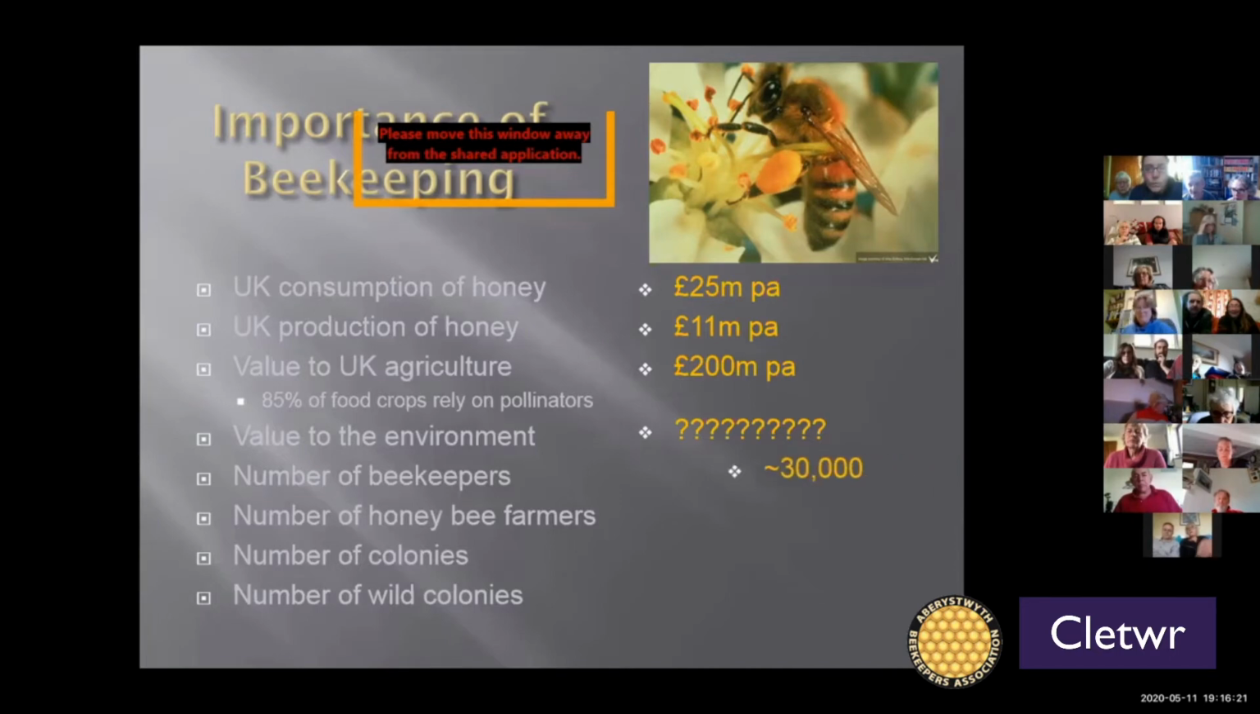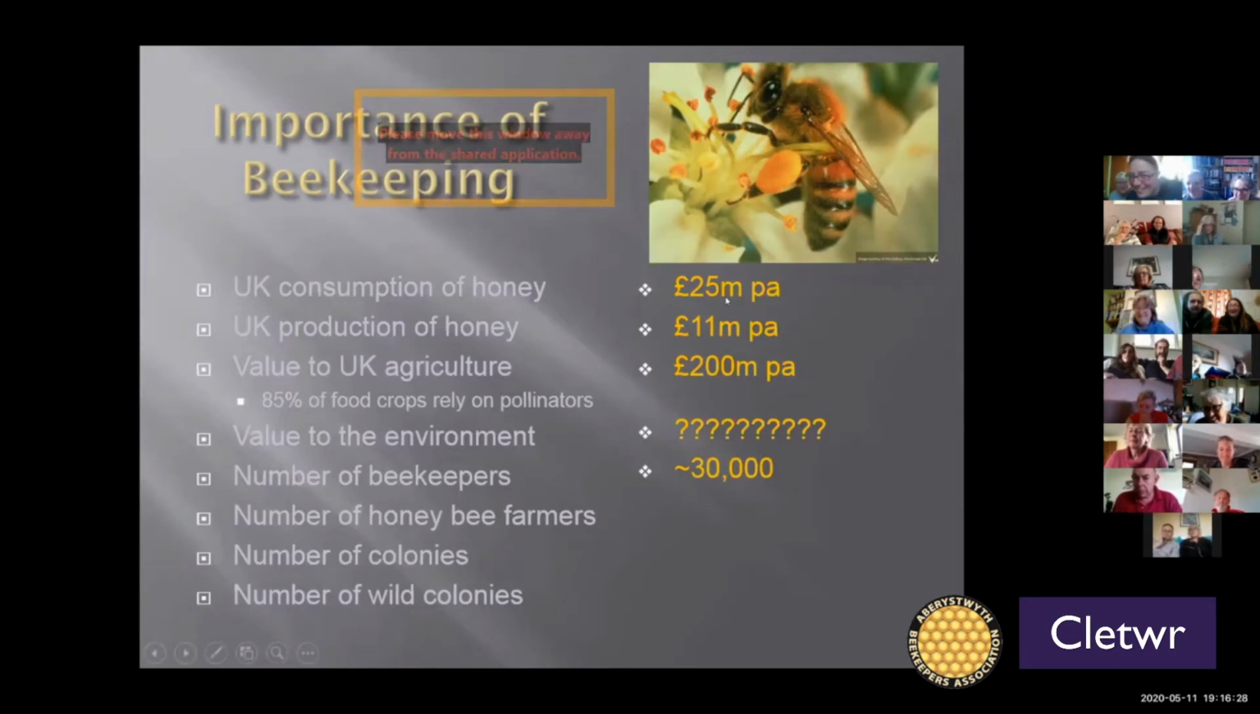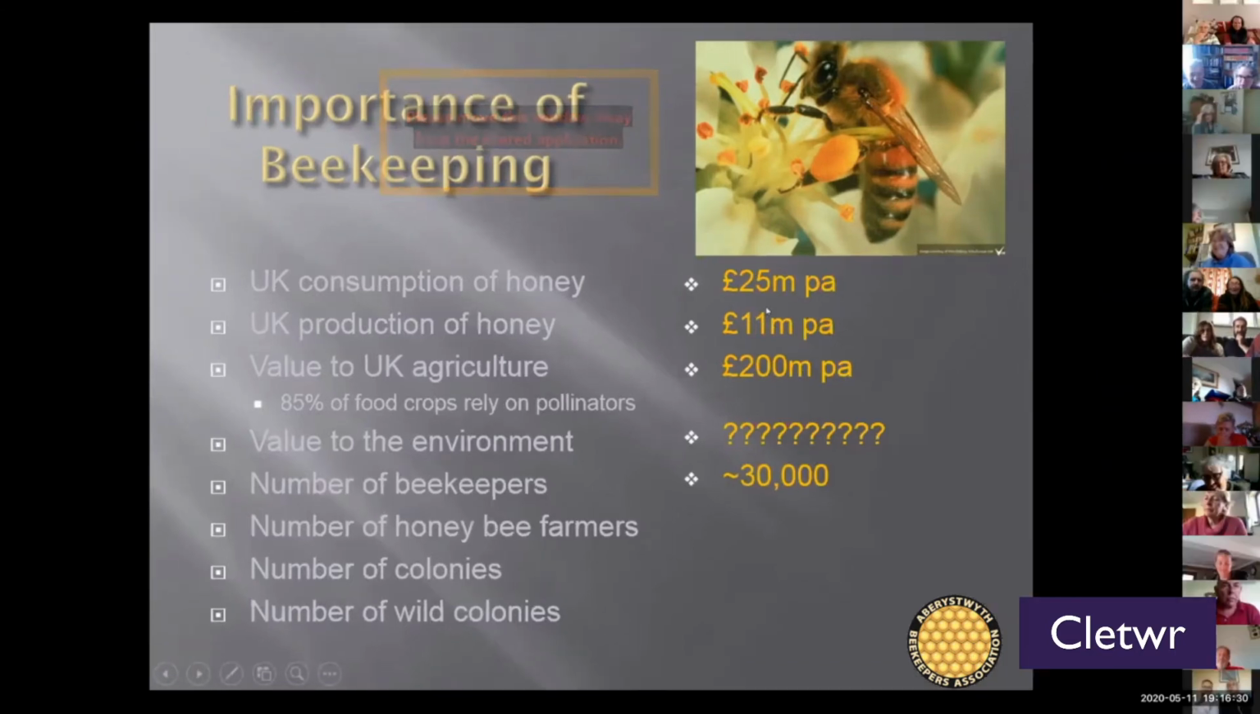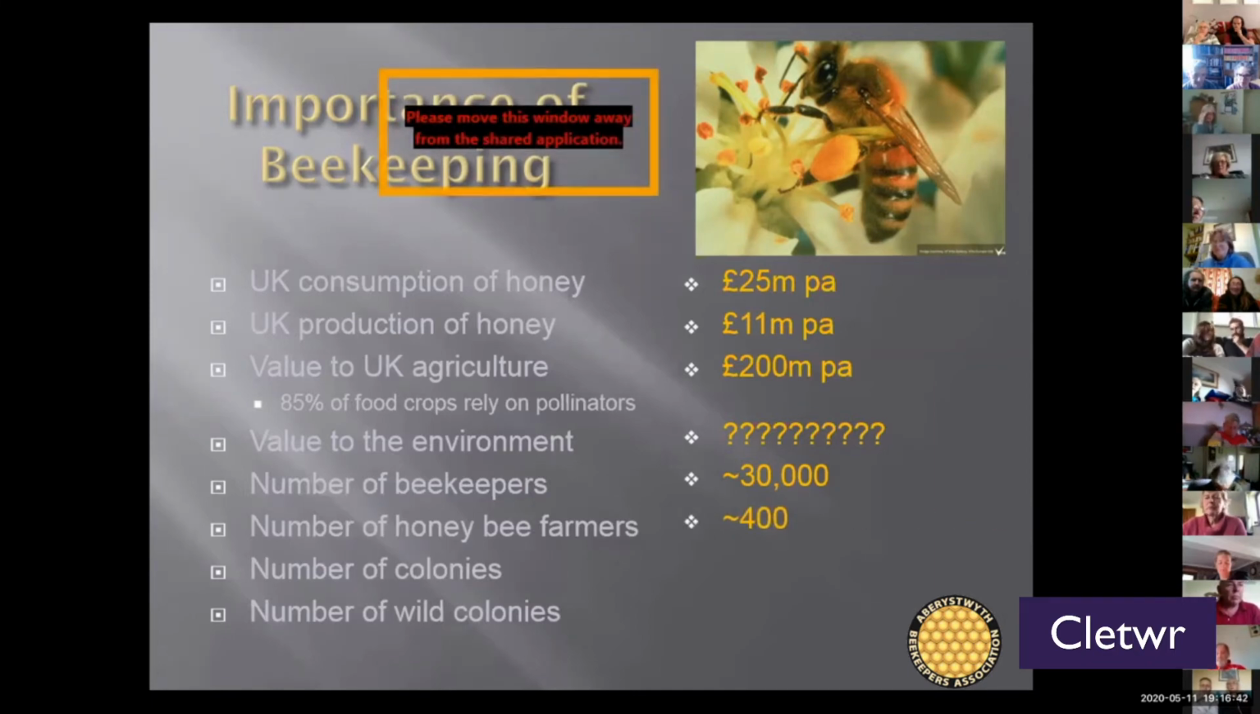And then the number of beekeepers. So the number of amateur beekeepers is circa about 30,000. We have a lot of amateur beekeepers in the UK. In comparison to honeybee farmers, so these are people who operate commercially and run businesses that produce honey, there are about 400 of those in the UK. Then the number of colonies, it's hard to gauge, but we think it's between 200,000 and 300,000.